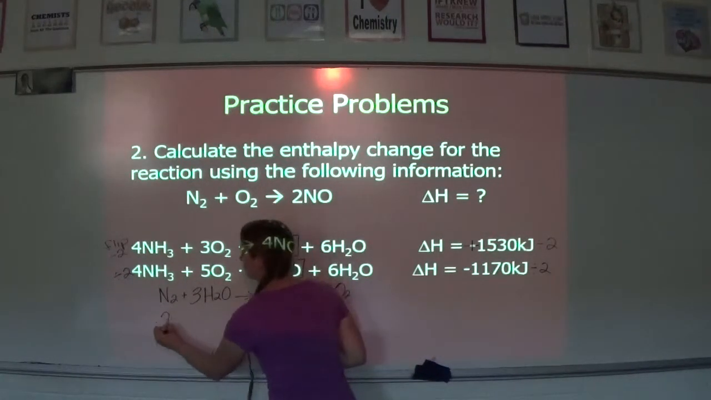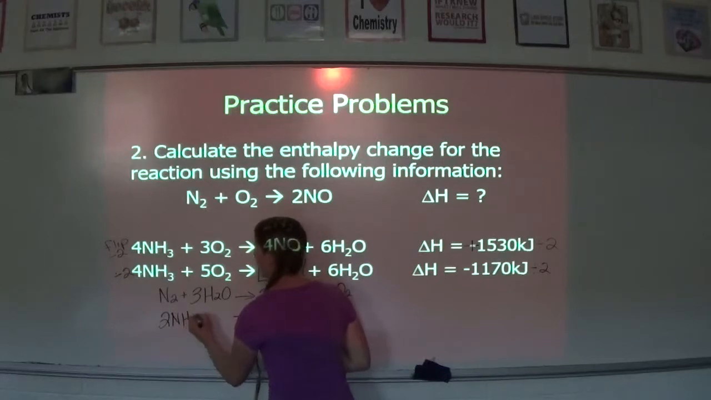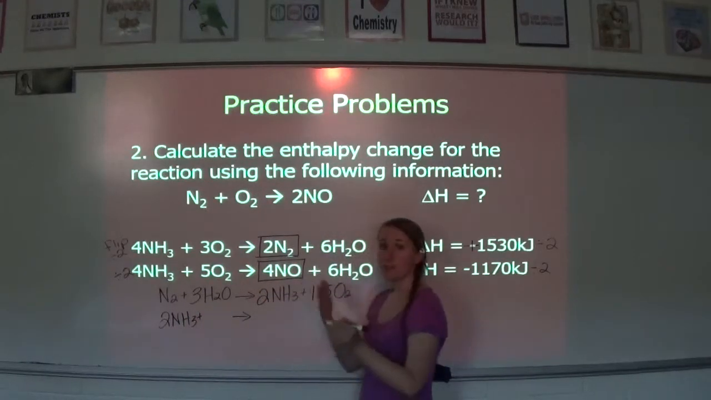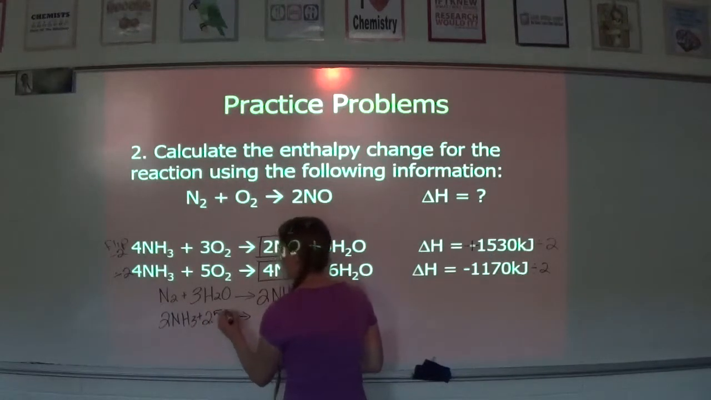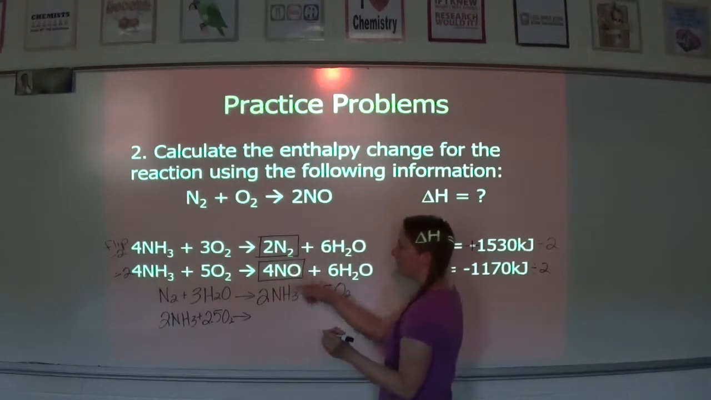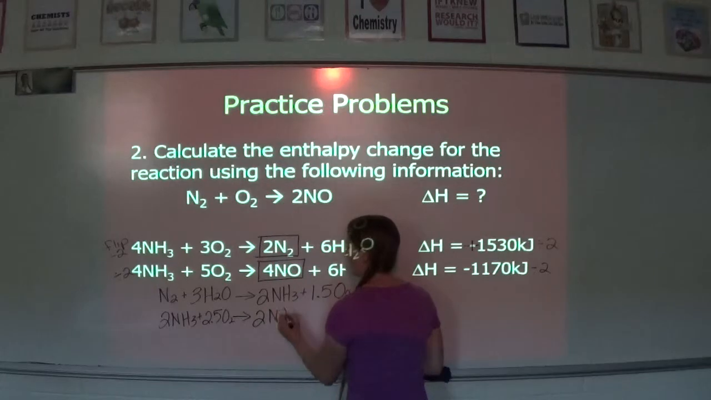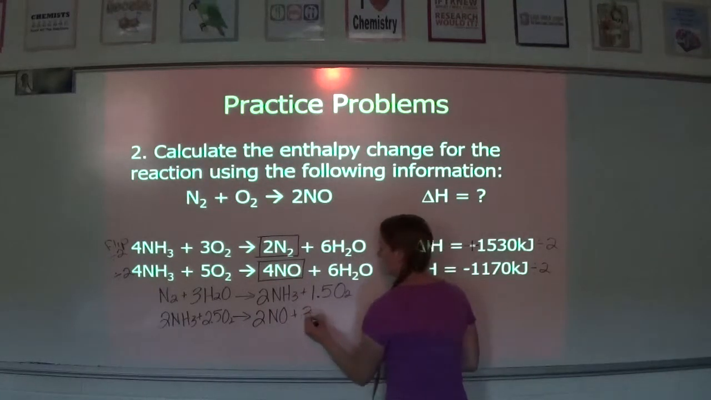So 4 NH3 becomes 2 NH3. 5 O2, 5 divided by 2 is of course 5 halves, or 2.5 O2. And then 4 NO becomes 2 NO. And 6 H2O becomes 3 H2O.